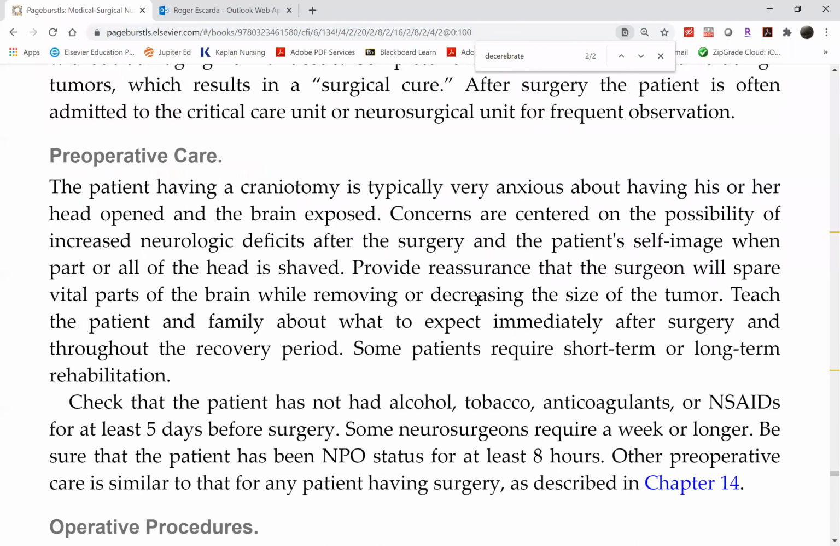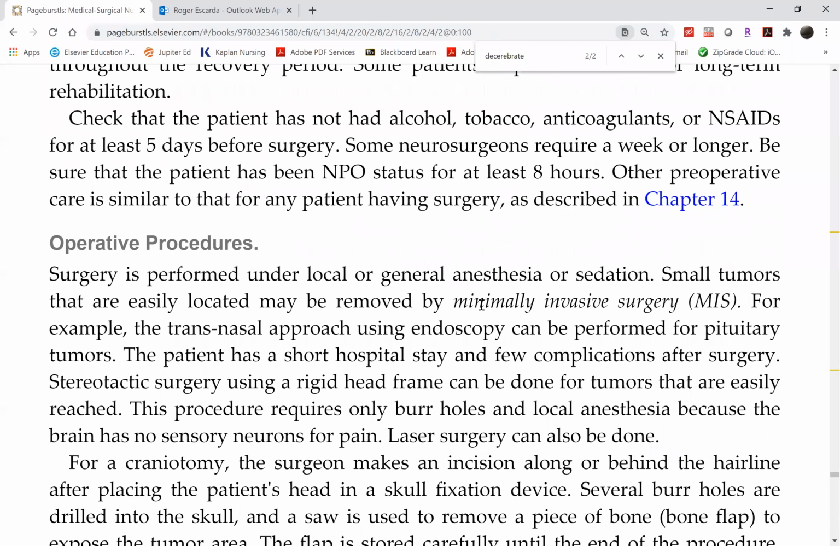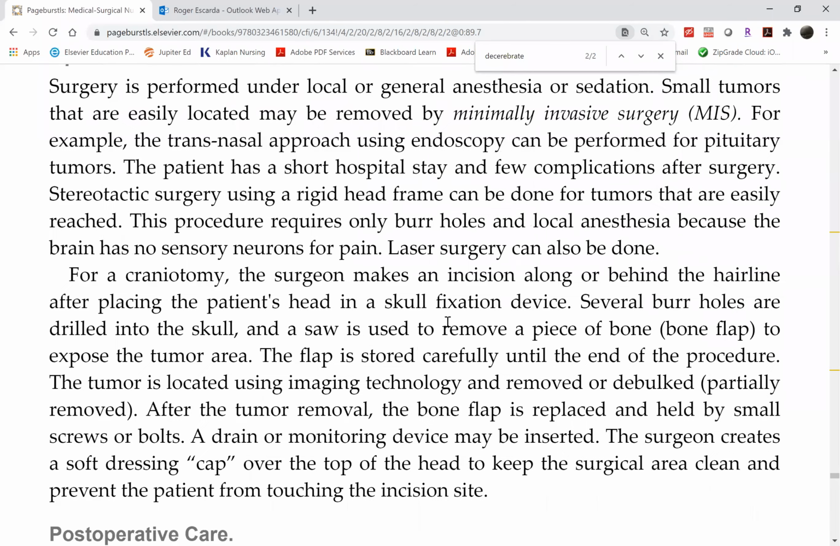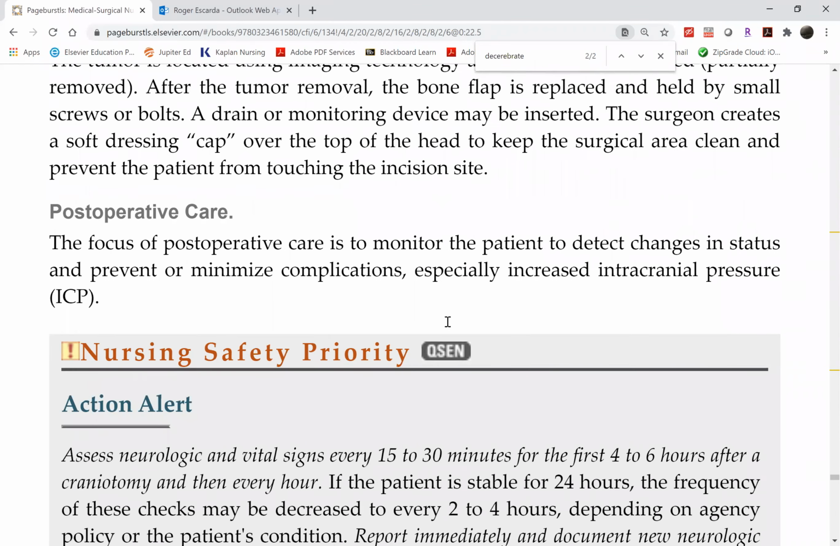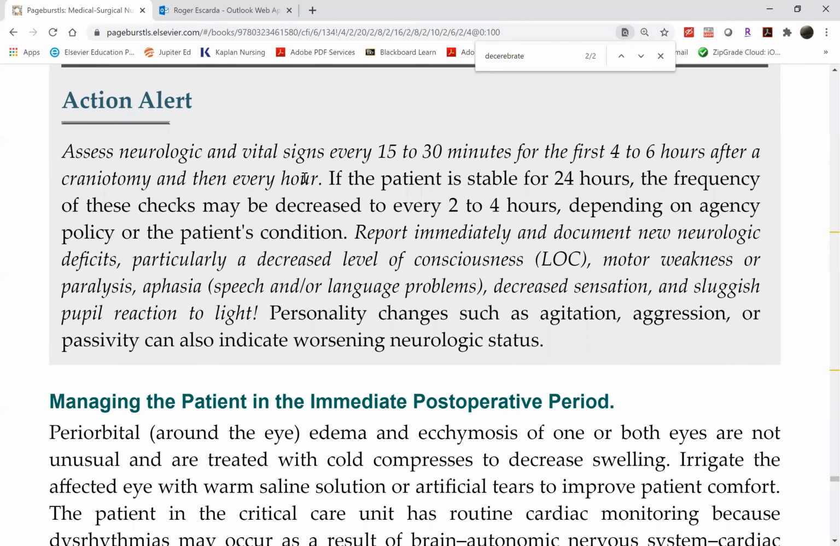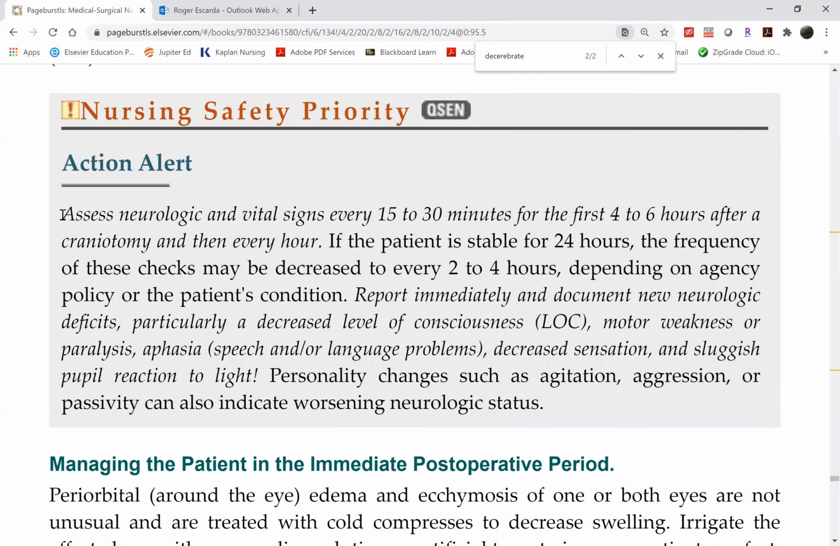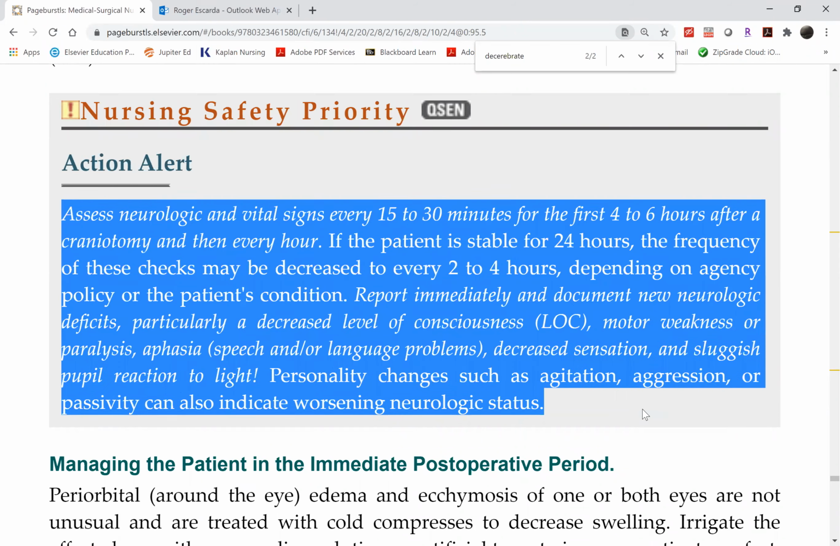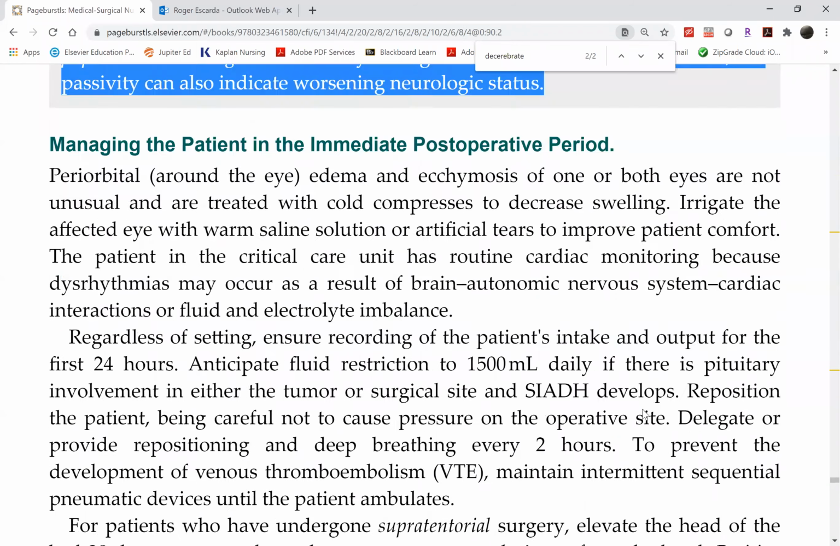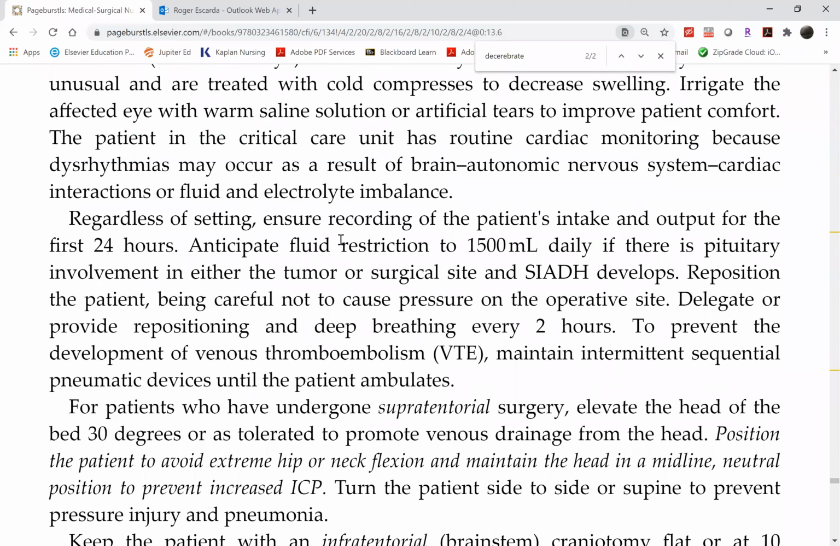But I want to make sure, particularly here, about post-op care. So we start post-op care. Of course, you do neuro checks. Please read this action alert here. And then complications. We mentioned SIADH earlier, and we discussed already SIADH signs and symptoms and management, so I won't repeat that anymore.